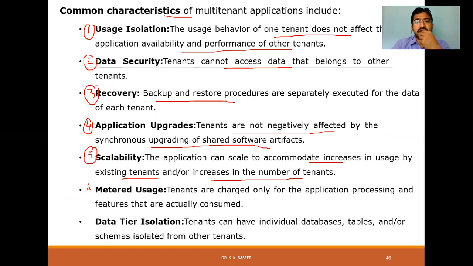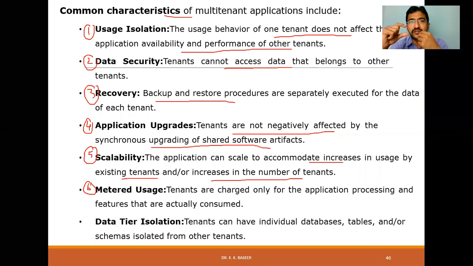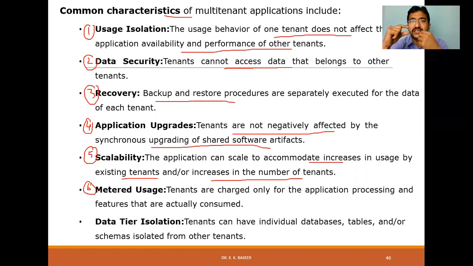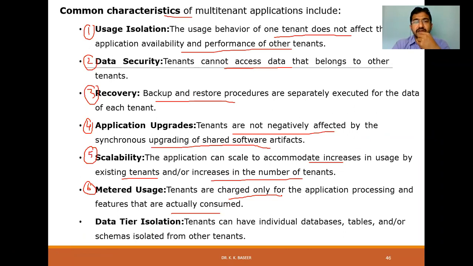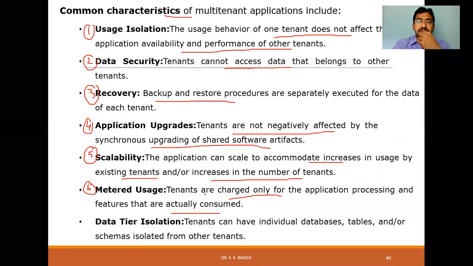And the sixth characteristic is metered usage. Most of you have observed there is an option in settings, right? How much WhatsApp usage you have used, how much data you have used today or for the last 1 week or the last 1 month, how much each app uses with respect to the RAM, the processor, the space, the speed, availability, all we can see in the form of metered usage, right? So tenants are charged only for the application processing and features that are actually consumed. As usual, how much data you are using, that much data is deducted for that particular day. So in the form of digital metered usage, we can see this multi-tenant technology characteristic.